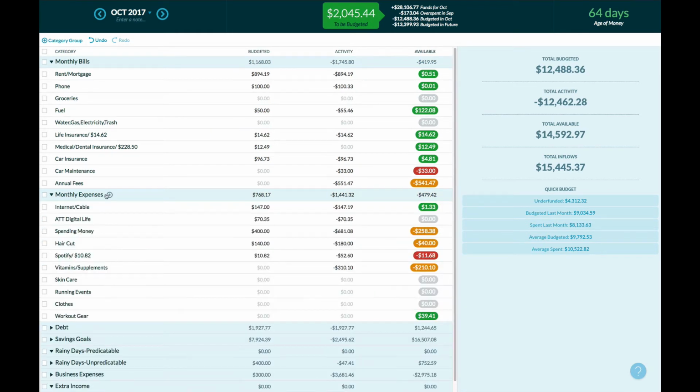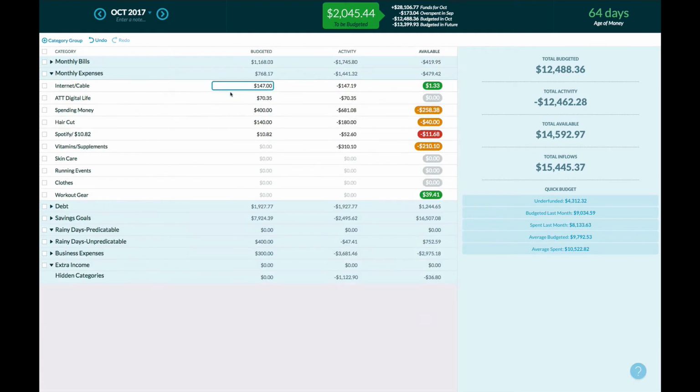Let's go into monthly expenses here. Internet and cable was 147, I think it came out to 147.19. I had some money over in that category. This is the same each month, so I was right on target there. Spending money, yes, I went over quite a bit. I increased it to 400. I did so good last month, but then I went over again this month. But November, a restart, and I will be on target.